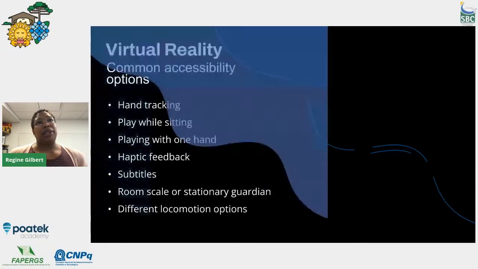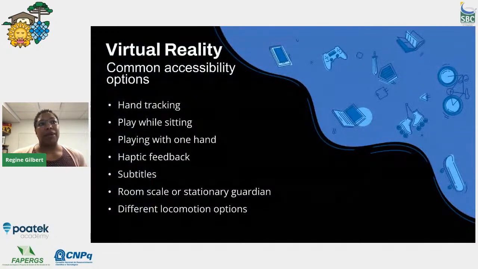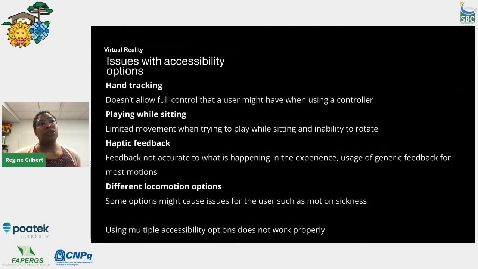So some common accessibility options: hand tracking, playing while sitting, playing with one hand, haptic feedback, subtitles, room scale or stationary guardian, and different locomotion options. Hand tracking doesn't allow the full control that a user might have when using a controller. Playing while sitting has limited movement and an inability to rotate. Haptic feedback is not accurate to what is happening in the experience, with generic feedback used for most motions.